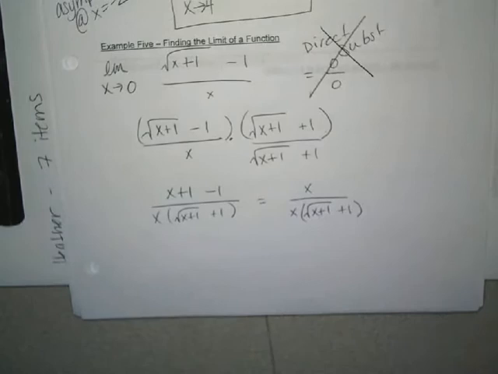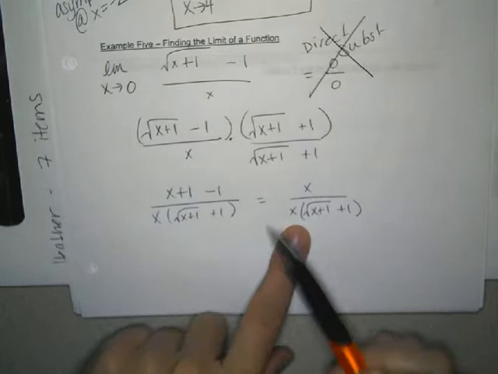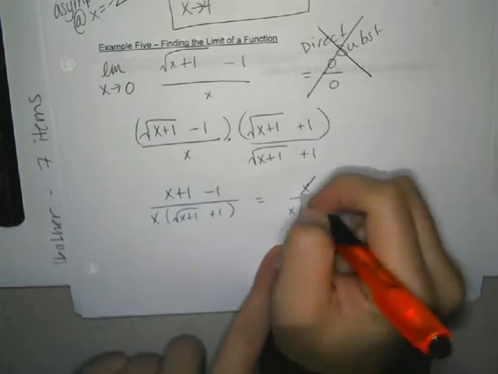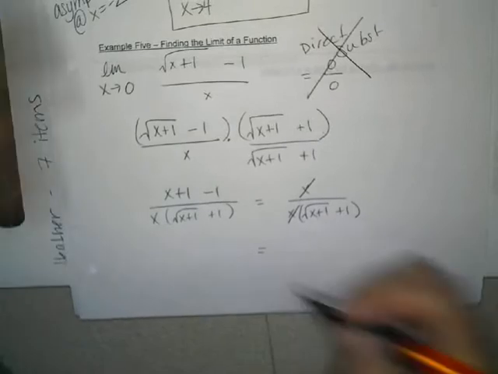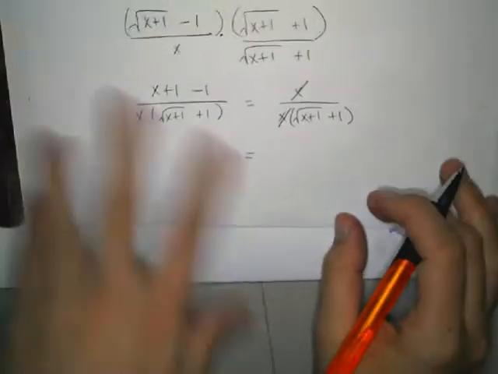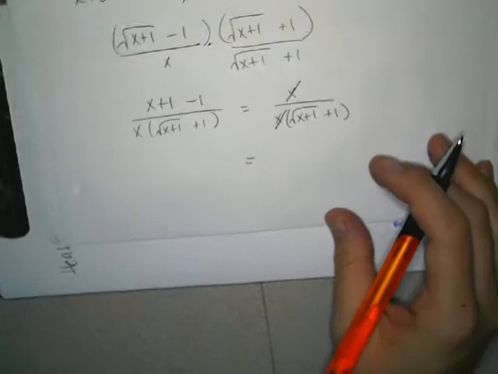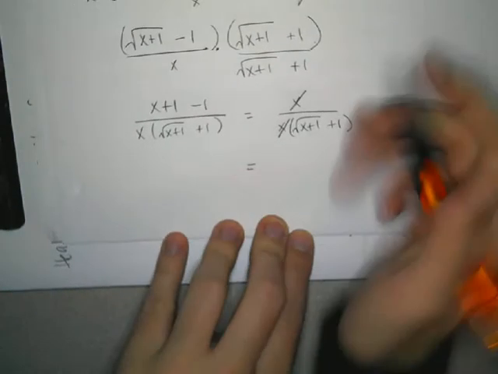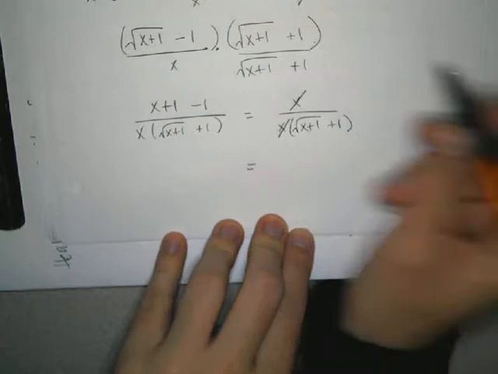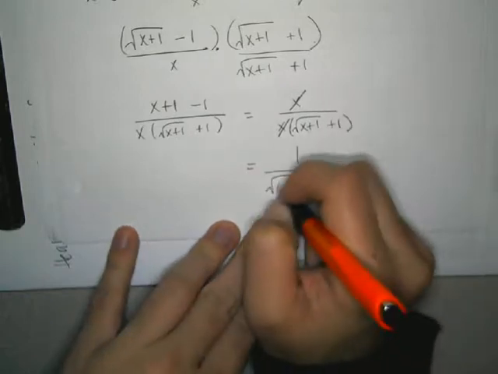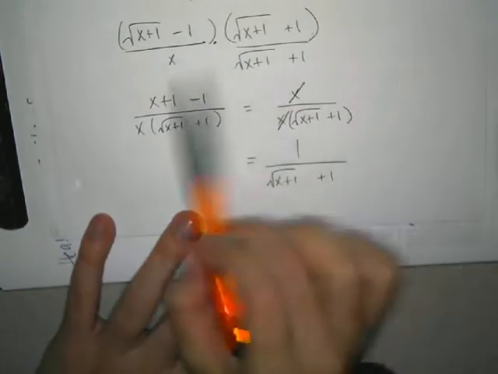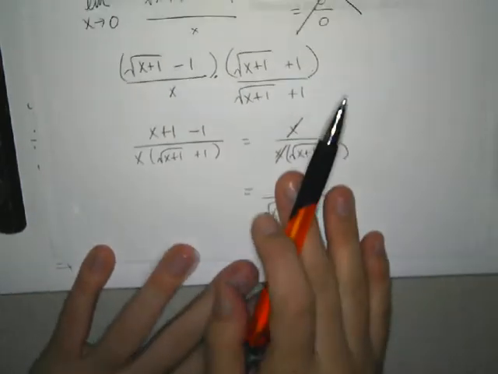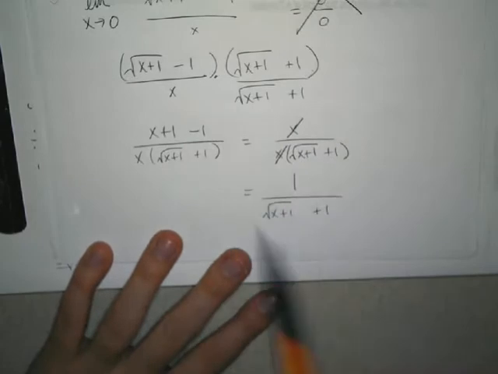Now, does anybody see anything? The x's cancel because these are being multiplied together. I can cancel those out. Now, do I have 1 or 0 on the top? I just have 1, right? Because x over x is technically 1. So we have 1 over the square root of x plus 1 plus 1. Okay, so I've simplified. I've used some technique or some strategy here to make this look different. Does this look different than what I started with?